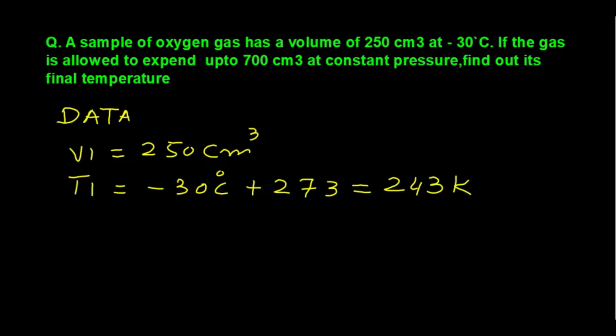Final volume, that is V2 which is given, V2 is equal to 700 cubic centimeter, and we are asked to calculate final temperature, that is T2. Pressure is constant in this numerical, so we use Charles's law to solve this numerical by using the equation, that is V1 upon T1 is equal to V2 upon T2.